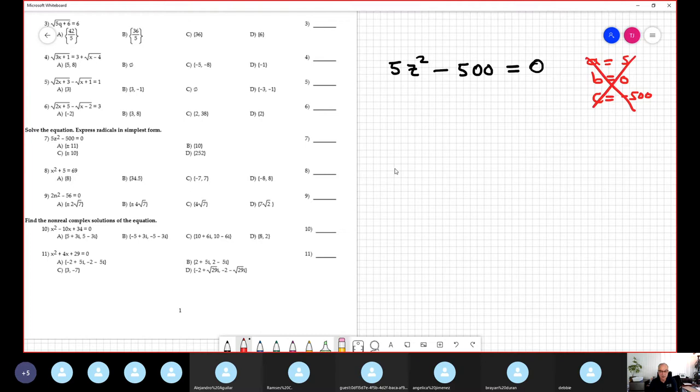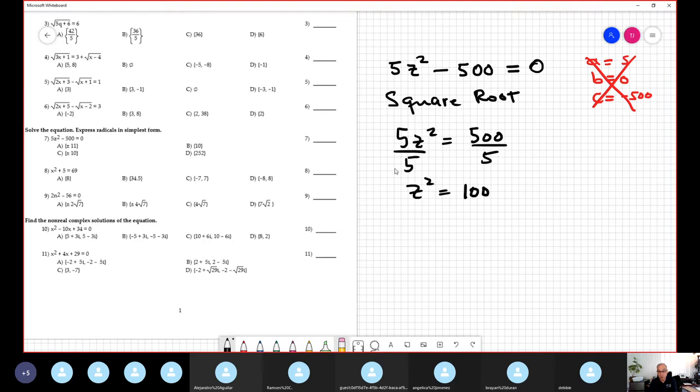Because at this moment, I can see that the best way to solve this is using the square root method. And the square root method is easy. Look, you manipulate it similar to a linear equation. You put 5c squared is equal to 500. I move 500 to the right-hand side, divide by 5. c squared is equal to 100, because 500 divided by 5 is 100. And now apply the square root. So c alone is equal to the square root of 100.